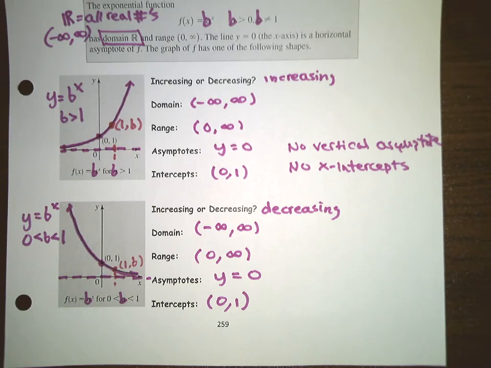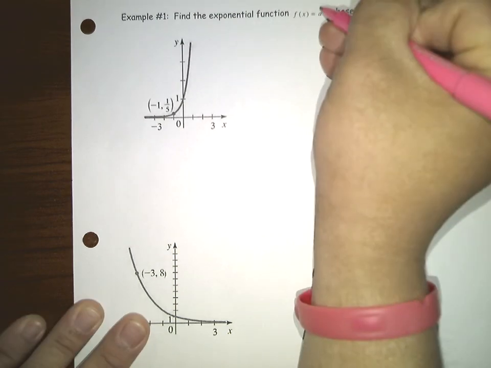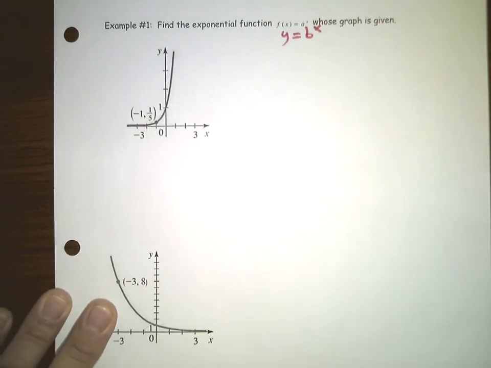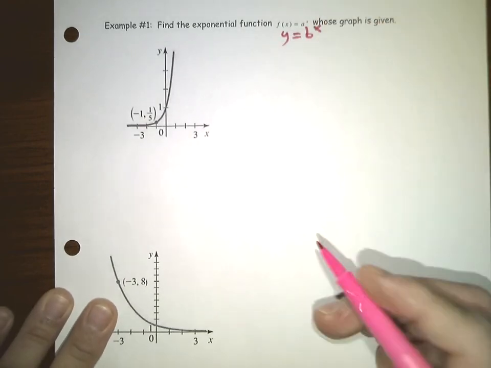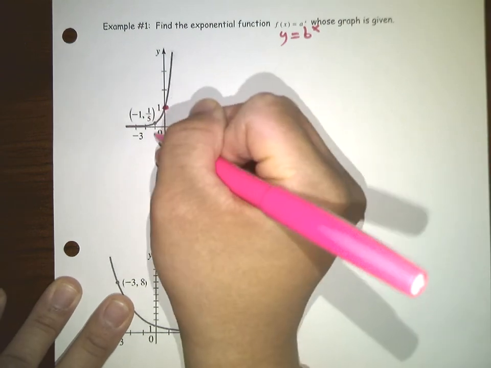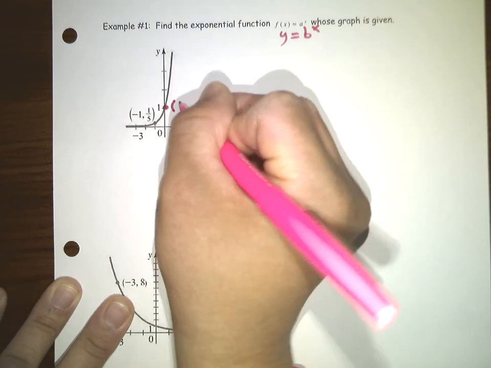So now let's look at this in the next page. And again, if you have any questions, you can always feel free to ask at any time. But here is an example here. So let's see. So find the exponential function, y equals b to the x, whose graph is given. All right, so we have 2 points here that are easy to find on our graph. Of course, -1, 1/5, and 0, 1.